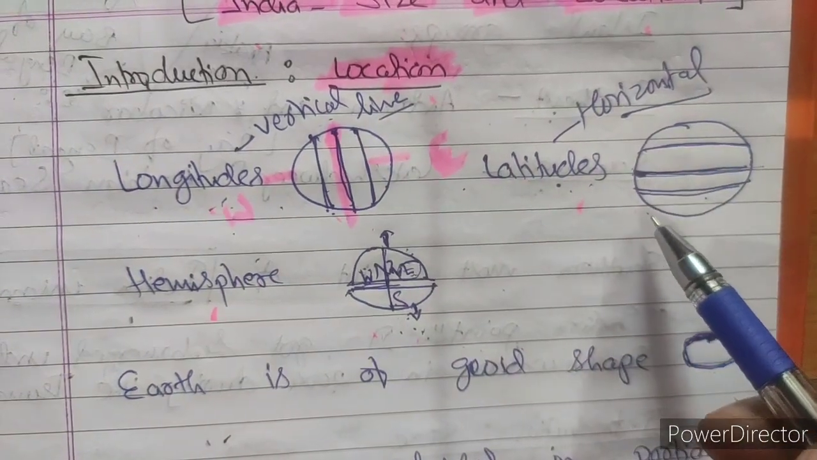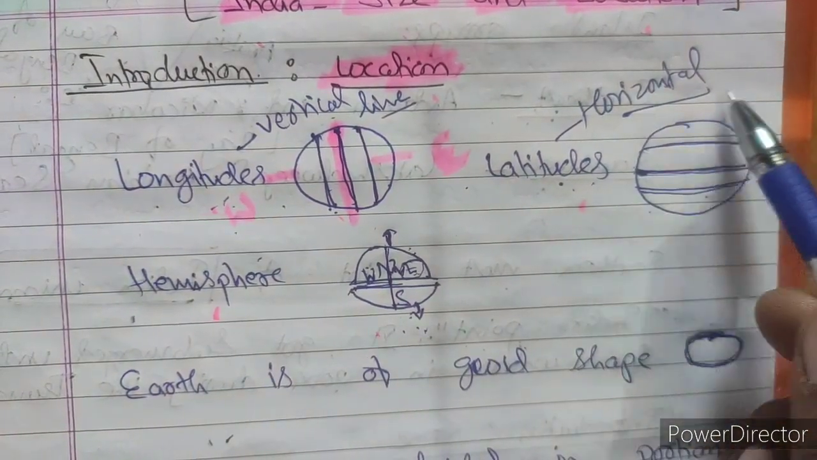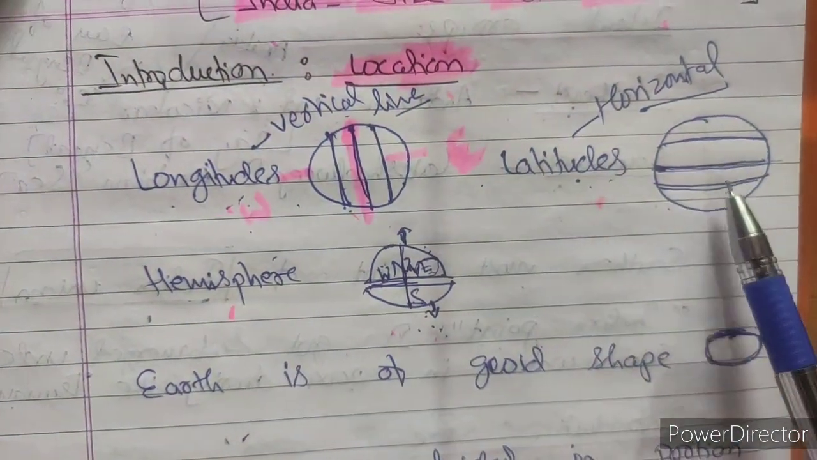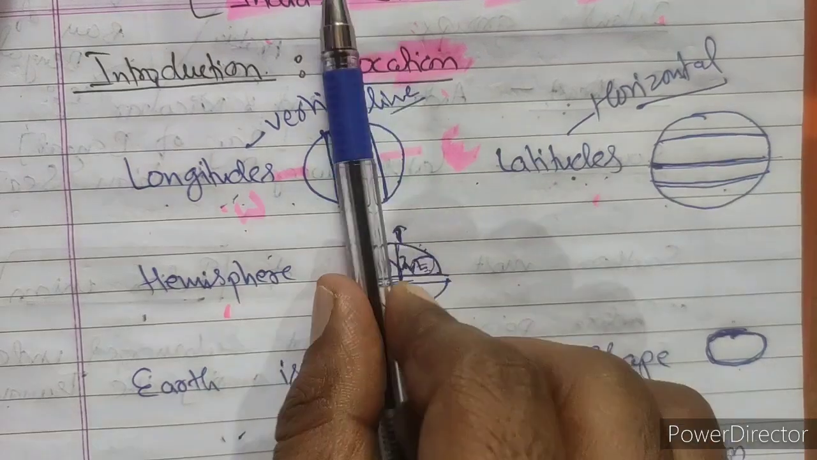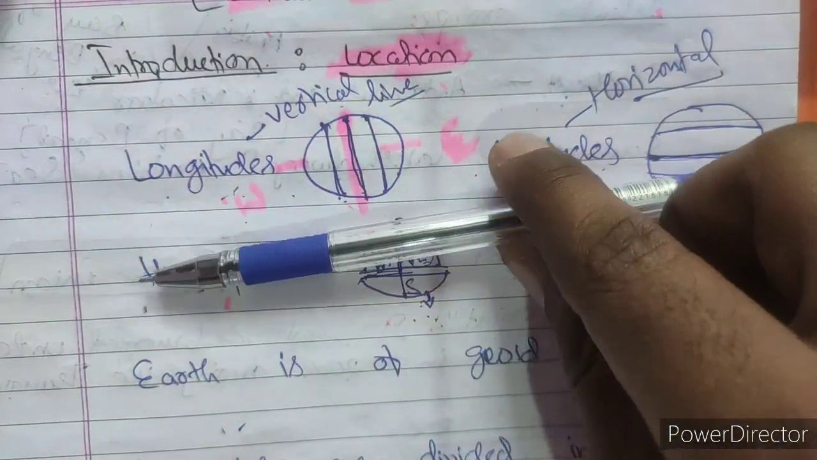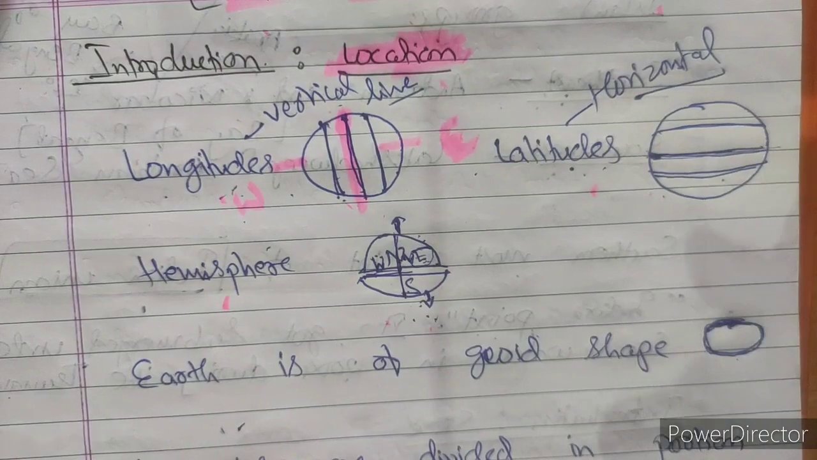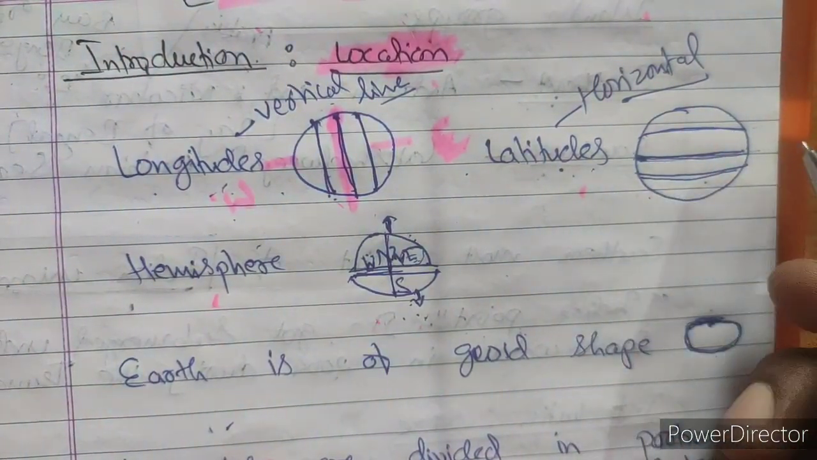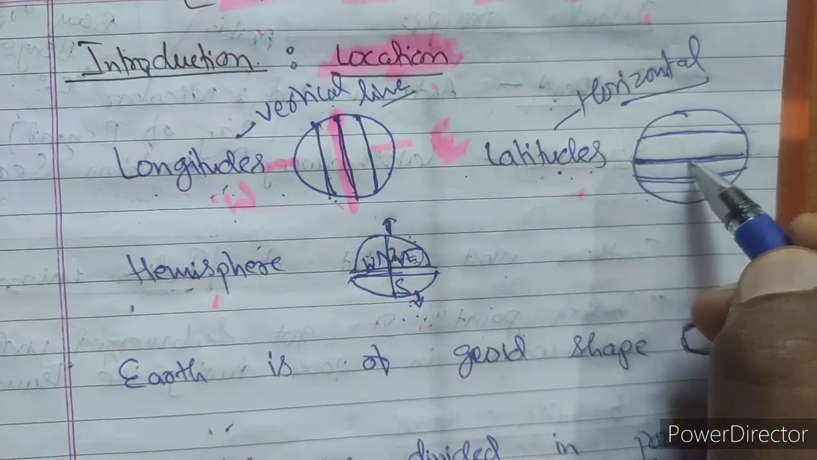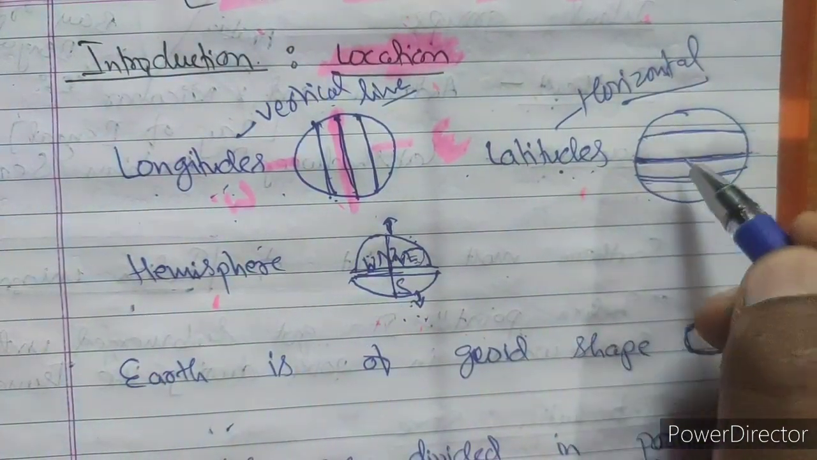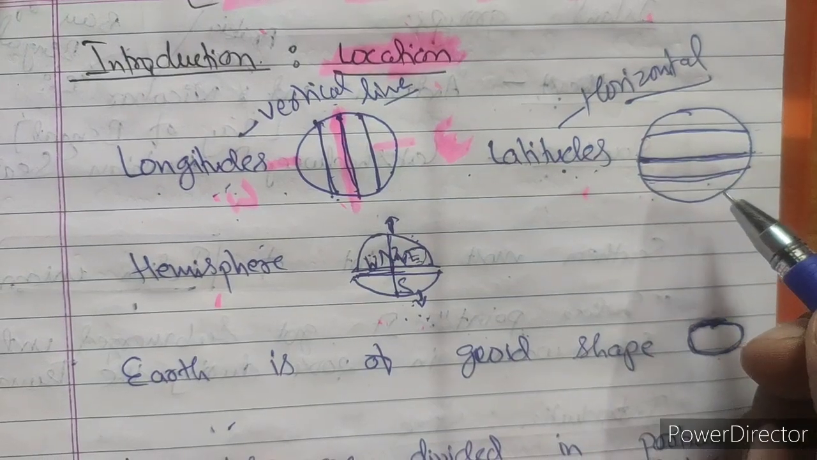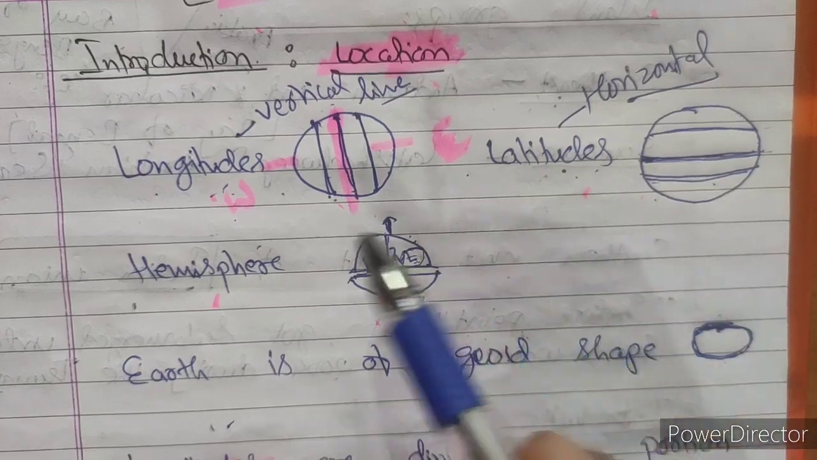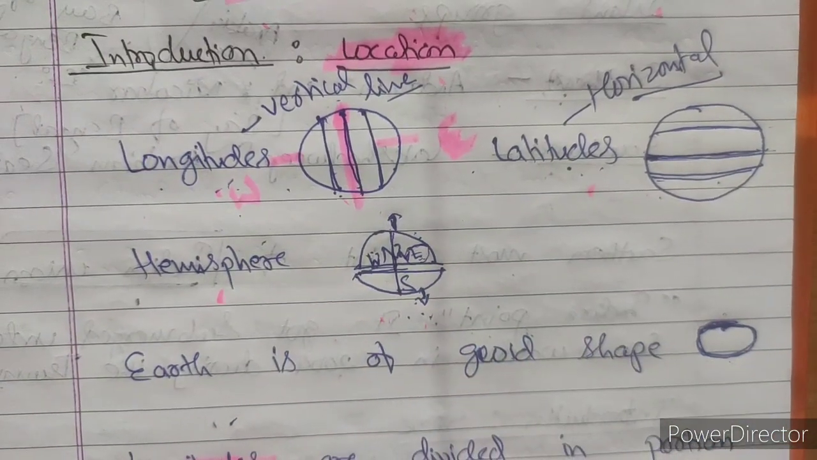Then move to latitude. Latitudes are horizontal lines, this way, lati lines. So don't get confused: longitude means long lines, latitude means the horizontal lines. Latitudes run this way, horizontal. They also divide the earth into two equal parts. The central latitude divides the earth into two equal parts. Then there are some others. We will see the names of these latitudes later on also. Hope the concept of longitude and latitude is clear to you.